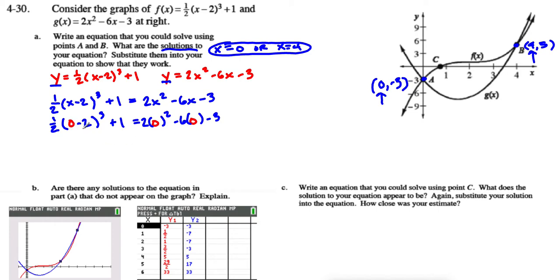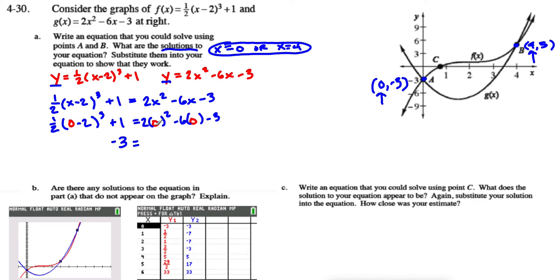0 minus 2 is negative 2. Negative 2 to the third power would be negative 8. Negative 8 times 1/2 would be negative 4. And then negative 4 plus 1 should give us negative 3. If you need to take a second there and pause the video and simplify them out, that's fine. Go ahead and do that.